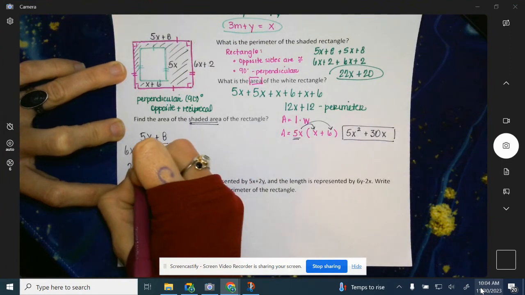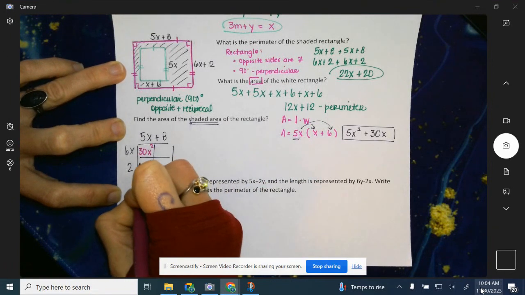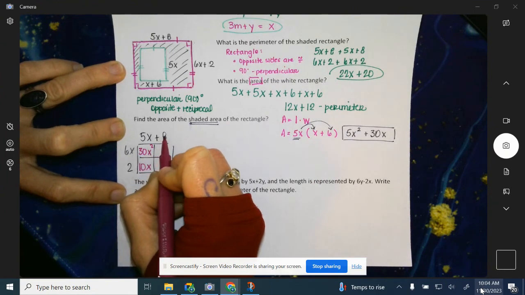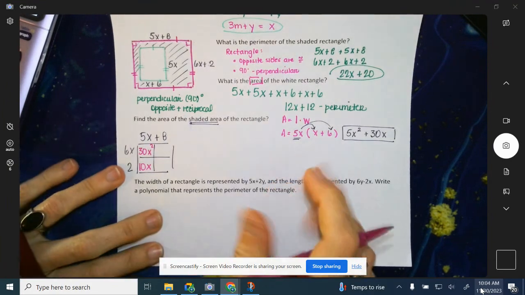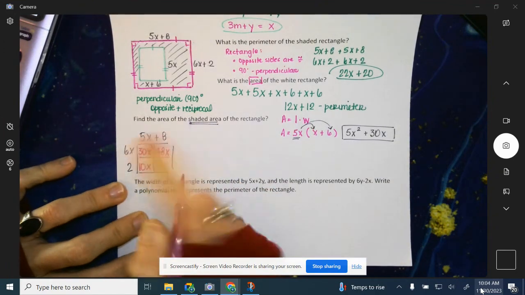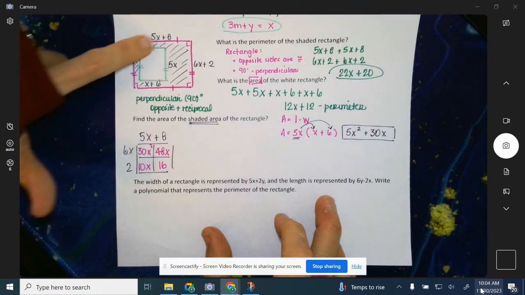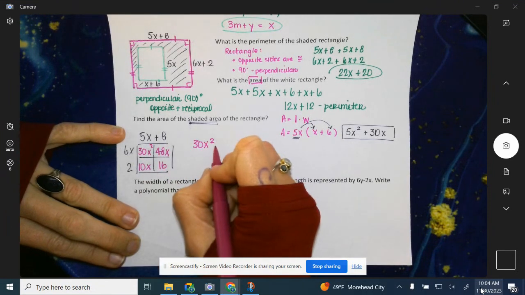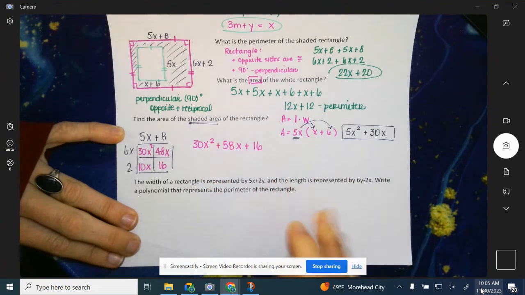So 6 times 5 is going to give us 30. X times x, that means there's 2 of them. 5 times 2 is 10. There's only one x because there's not an x over here with 2. Then 6 times 8 is going to give me 48. And then there's an x, but not one up here, so there's just one x. And then 8 times 2 is 16. So the area of the large rectangle is 30x squared, I have 40 and 10, so plus 58x plus 16.